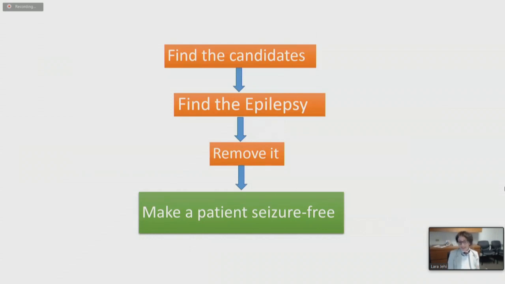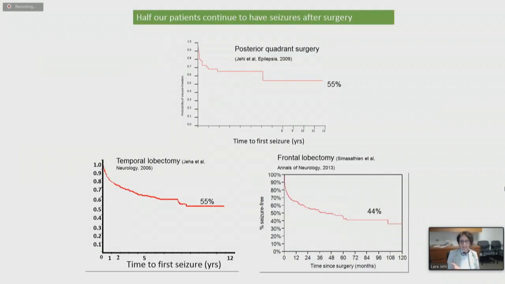So maybe that's why this expectation of making a patient seizure-free is not where it needs to be. And this is the data that tells us that we are still not where we need to be. These are longitudinal outcomes of epilepsy surgery following all the major types of resections that we could do. This is it after posterior quadrant resections, temporal lobe resections, frontal lobe resections, as far out as 10 or 12 years after surgery. And you see that we are pretty much at around the 50% mark.